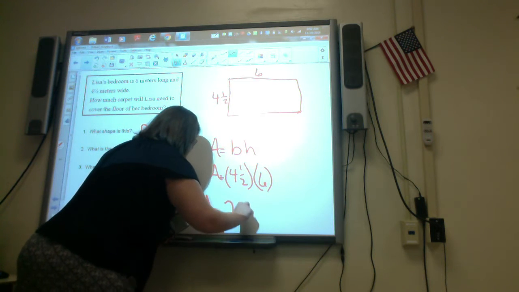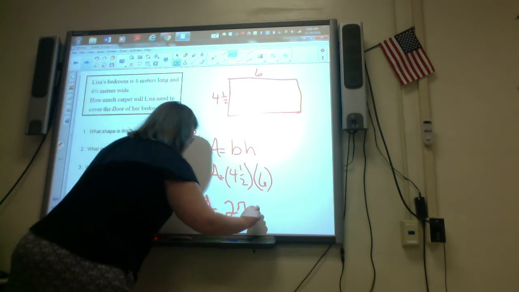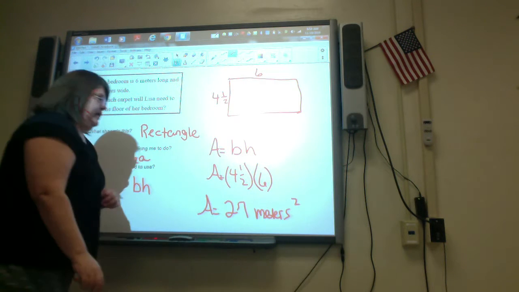27 what? Meters squared. Why is this squared? How many dimensions am I looking at when I do area? 2. I'm looking at 2 dimensions of my room instead of just the lengths of it. I'm looking at length and width. So it equals 27 meters squared.